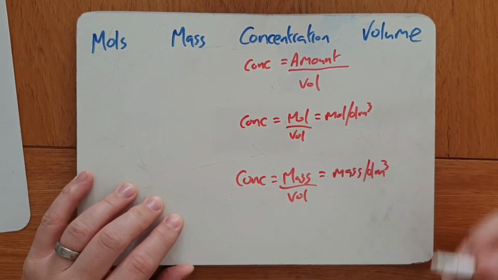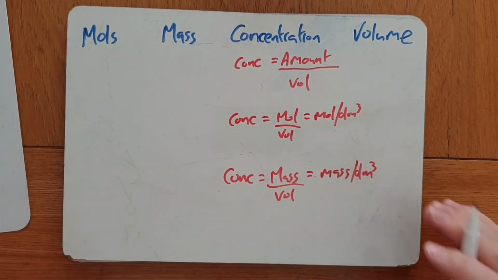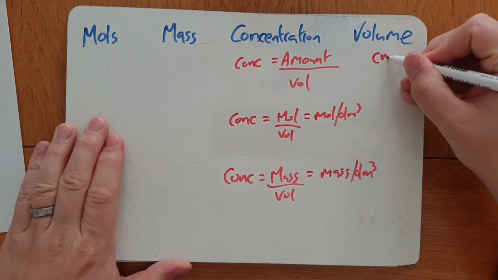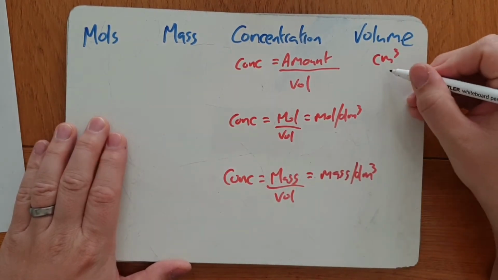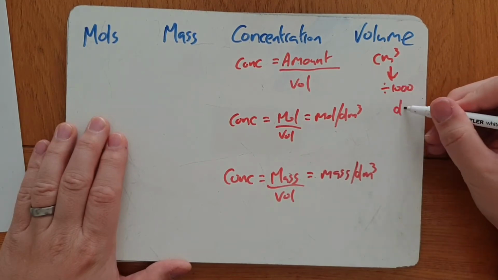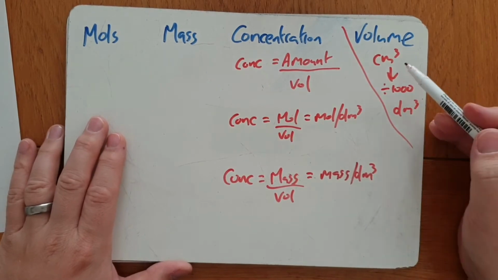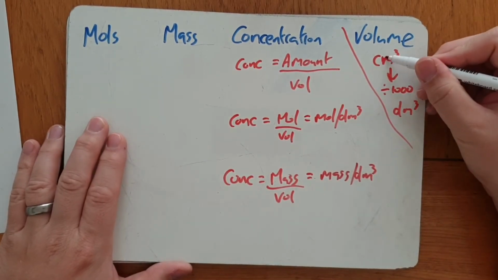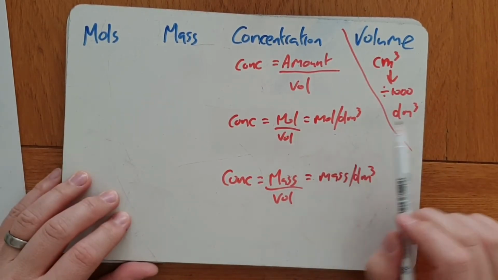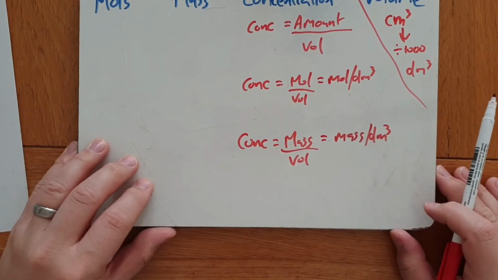First thing you do with any concentration question is, if they give you centimeters cubed anywhere, you need to divide it by 1,000 to turn them into decimeters cubed. So that's the very first thing you do: turn any centimeters cubed into decimeters cubed. It just makes it easy because you need to be working in decimeters cubed for these things.